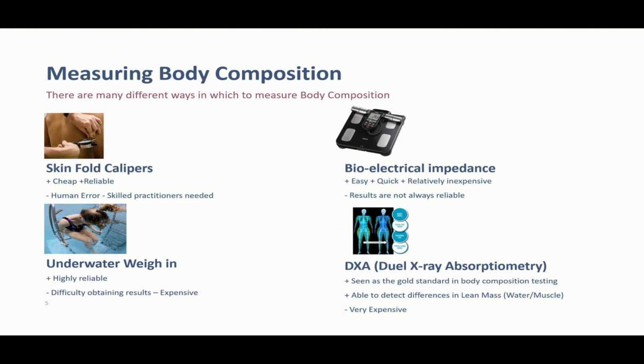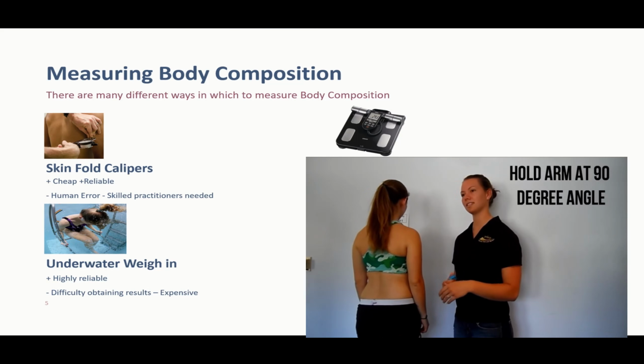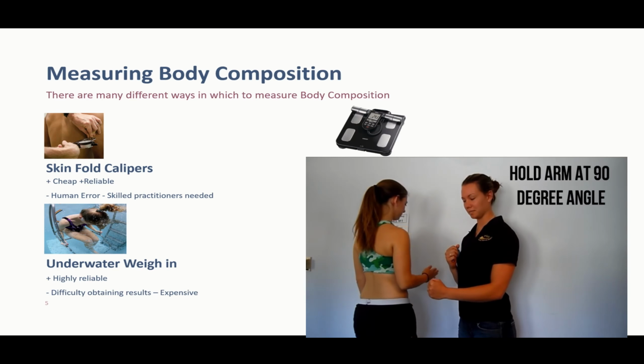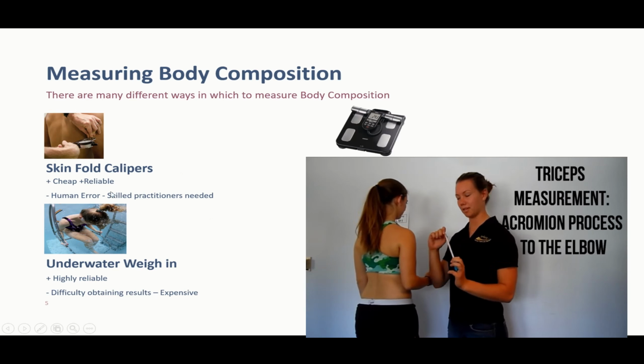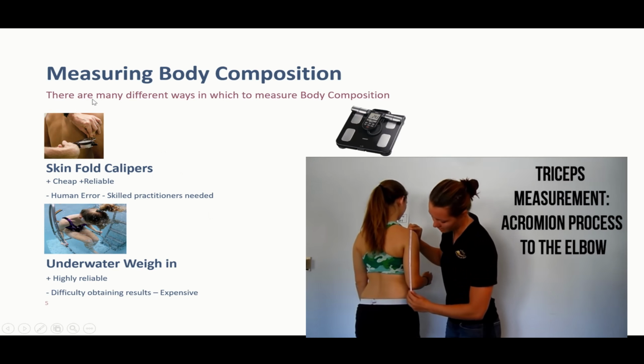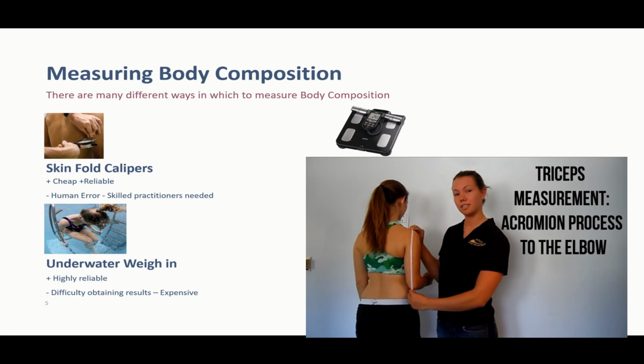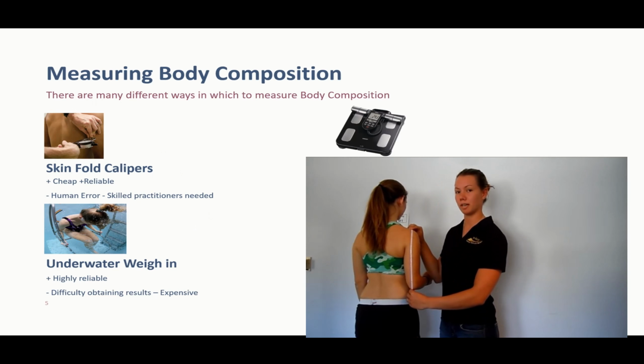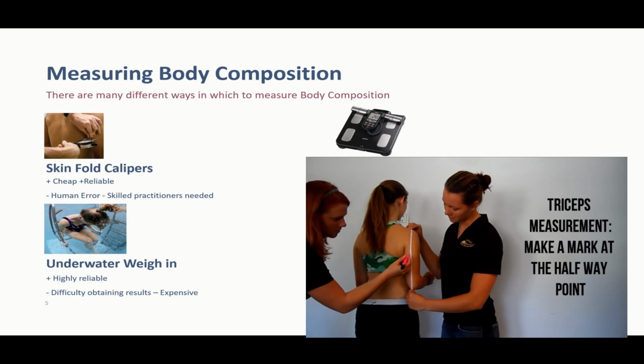Okay, so if we start now to look at measuring body composition, you can see that there are a few different ways in which we can determine somebody's body composition. Each one has its strengths and weaknesses, so we'll look at these individually one by one. Starting with the top left here, you can see that we have skinfold calipers. Now, skinfold calipers are relatively cheap and they are considered highly reliable given the right practitioner is using them.